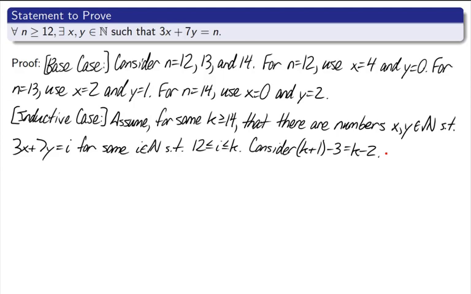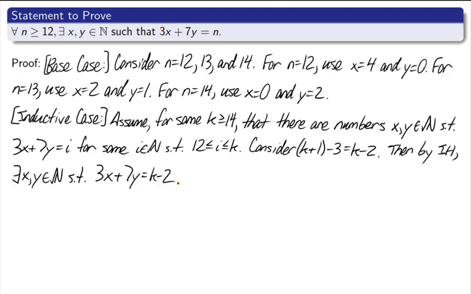To show it for k plus 1, I'm actually going to go backwards 3. Again, my inspiration is looking at this 3 right here. I'm thinking if I can go 3 backwards and get an answer, then I could add one more value of x to get another 3 and get my final answer. You'll see how this works as we go forward. But for right now, I'm going to consider k plus 1 minus 3, which is k minus 2. Then by the inductive hypothesis, there exists an x and y in the natural numbers, such that 3x plus 7y equals k minus 2. Now one very important point.